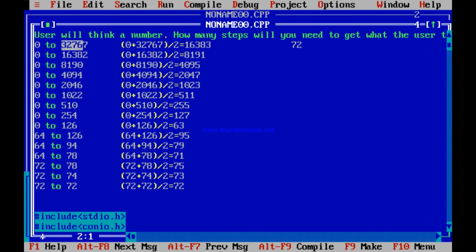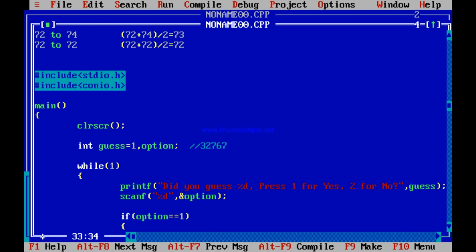So I will need a variable called low, I will need a variable called high, and I will need a variable called mid. Do you agree with me? So these three variables are needed, which means I will declare int low, high, and mid. And I know the lowest number possible is 0 and the highest number possible is 32767, nothing more than that.